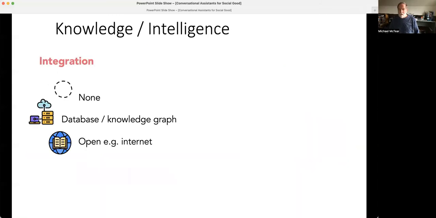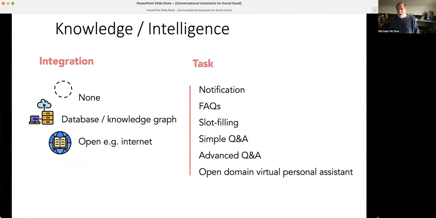Looking then at knowledge, there may be no integration with any external knowledge, or there can be integration with a database, which is very common, or nowadays with a knowledge graph, or it can be more open, for example, accessing information on the internet to answer the user's questions. The tasks that the chatbot carries out can be simple. Notifications normally don't involve interaction with the user.